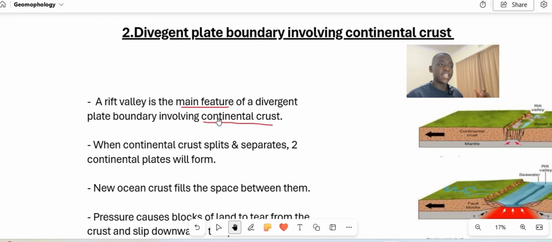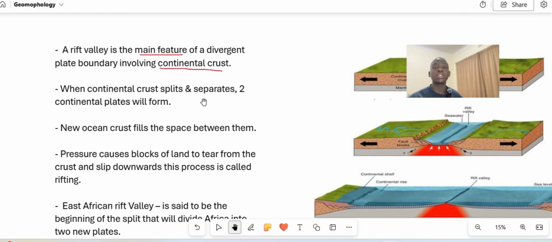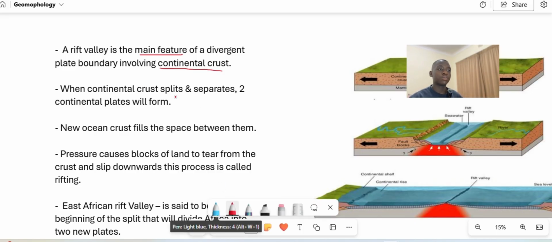But in the involvement of continental crust, it involves only the crust that is on the continents, particularly where we are standing right now. When continental crust splits into two and separates, the continental plates will form. New ocean crust fills the space between them. When two lands separate, the only thing left between those two lands is water, so water will fill that space.